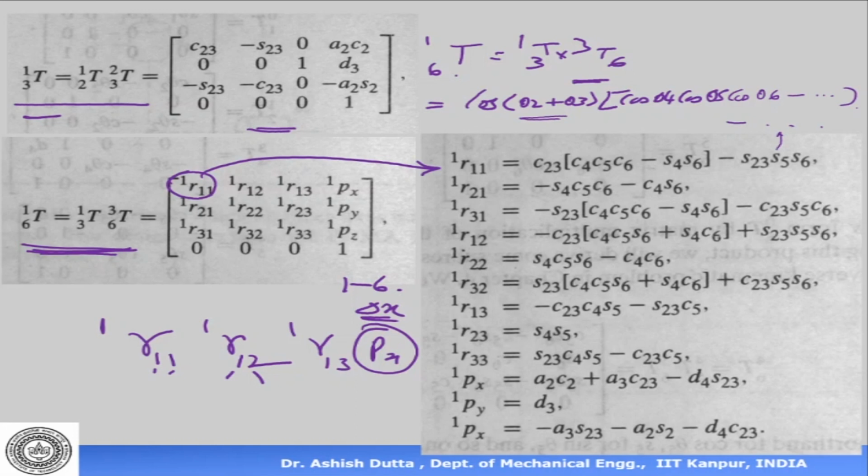Now we have got T0, 1 to 6 only. Now I want T0 to 6. So what will I do? I'll simply multiply this with 0 to 1, then it will become 0 to 6. So with this matrix, I multiply 0 to 1, the first transformation matrix, and I get my full matrix, which is going from T0 to T6.